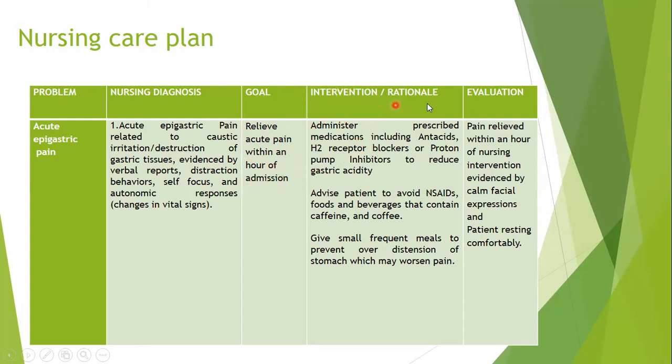What are our interventions and rationales? Please add rationales to your notes. There should be rationales for every intervention. So administer prescribed medications, including antacids, H2 receptor blockers, or proton pump inhibitors, to do what? To reduce gastric acidity. Advise the patient to avoid NSAIDs because these damage the mucosa. Give small frequent meals to prevent overdistension of the stomach, which may worsen pain. Your evaluation might be pain relieved within an hour of nursing interventions, evidenced by calm facial expressions and the patient being able to rest comfortably.